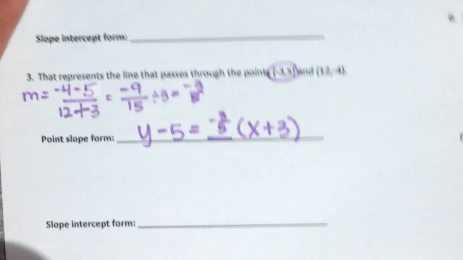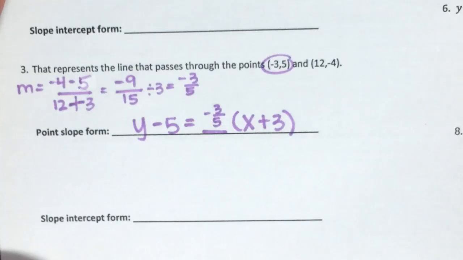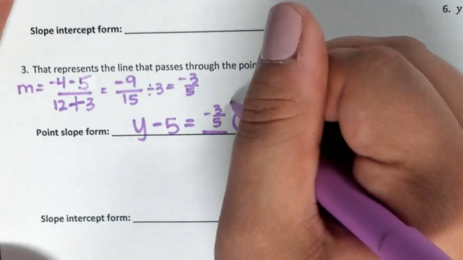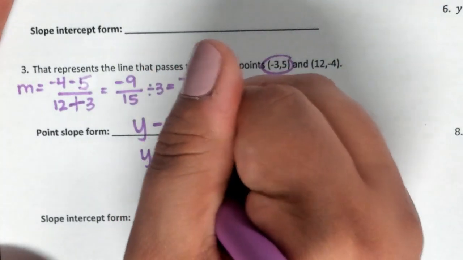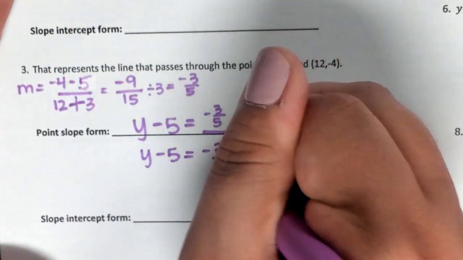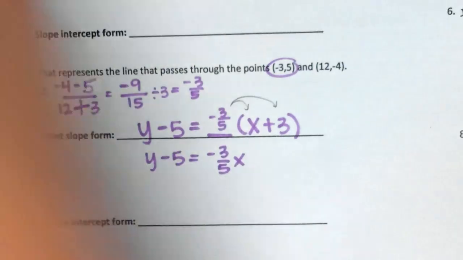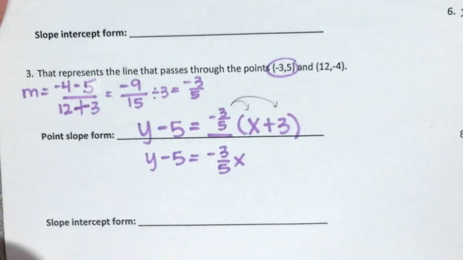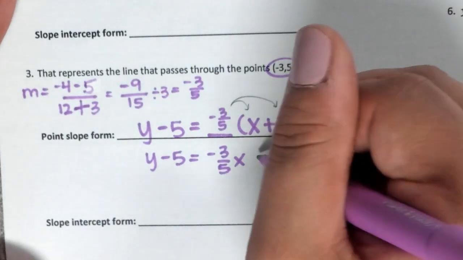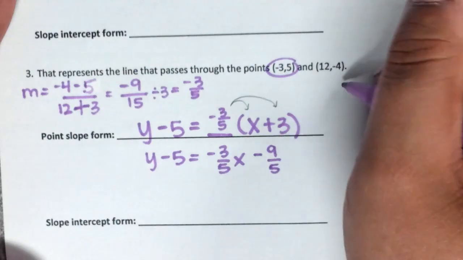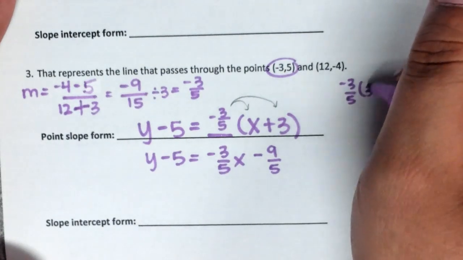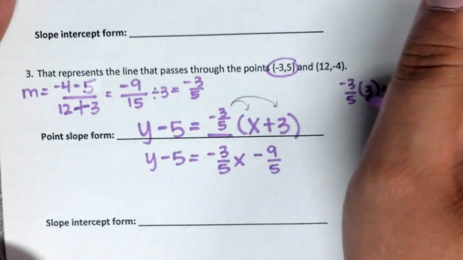Write it down, please. What now? Slope intercept form. Distribute. So we did that. Now I'm going to distribute. I'm going to get y minus 5 equals negative 3 over 5x. And what is negative 3 over 5 times 3? Negative 3 over 5 times 3 is negative 9 over 5.